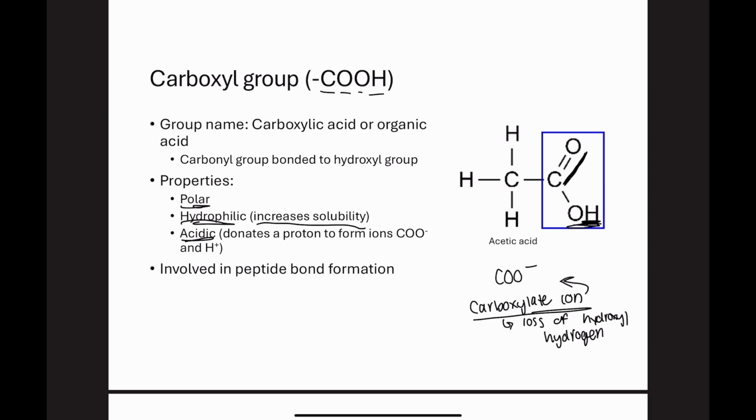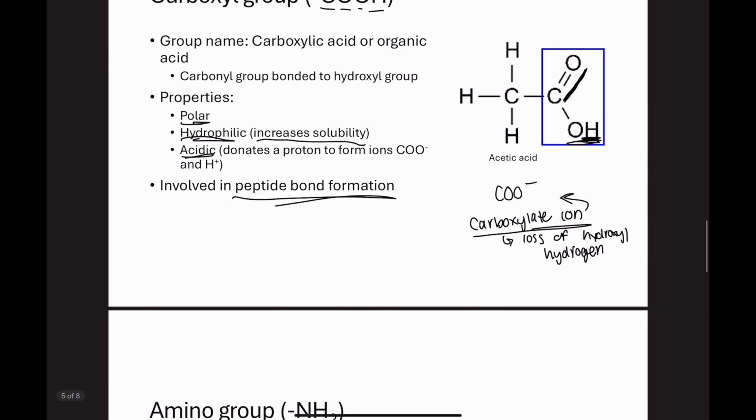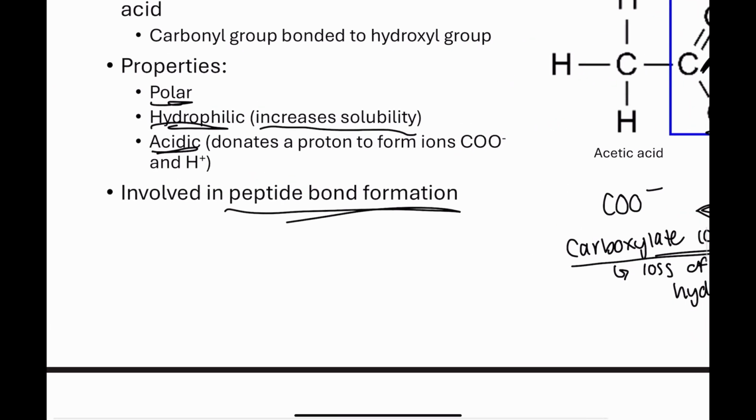Something important about our carboxyl groups is that they play a very important role in peptide bond formation. Peptide bond formation is extremely essential in protein synthesis. The formation of these peptide bonds is going to occur between the carboxyl group of one amino acid and the amino group of another amino acid. So our carboxyl group aids in protein synthesis.